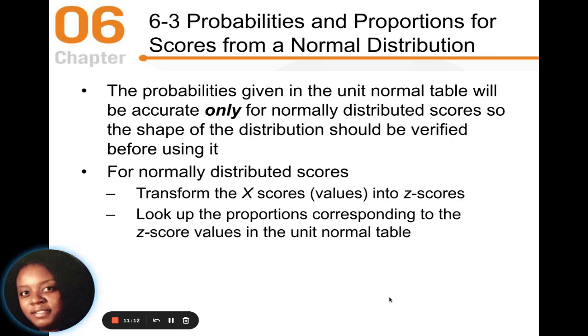Now let's move on to section 6-3, probabilities and proportions for scores from a normal distribution. The probabilities given in a unit normal table are accurate only for normally distributed scores, so the shape of the distribution should be verified before using it. For normally distributed scores, you have to transform those x values into z-scores and then look up those proportions for the corresponding z-score values in the unit normal table.